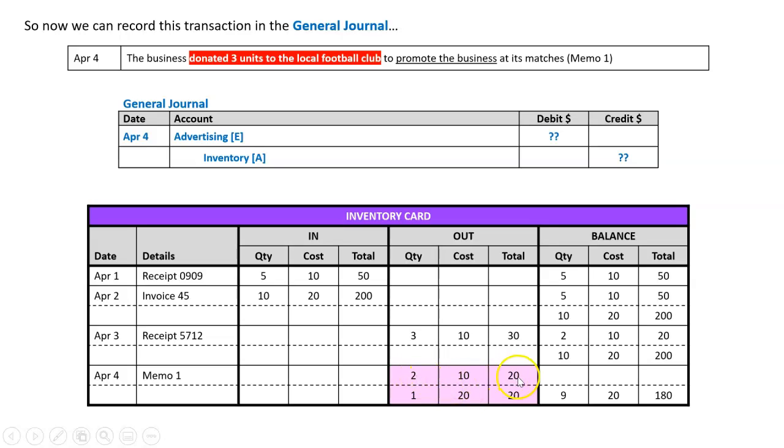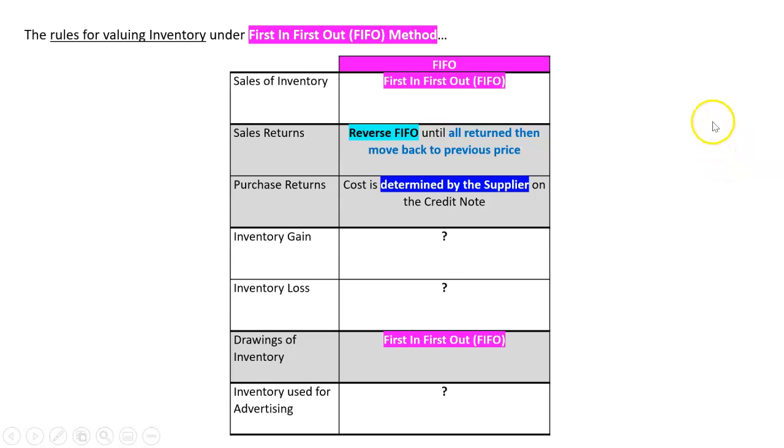So 2 at 10 for 20 and 1 at 20 for 20. If I add these 2 numbers together, I'll get $40, and that's the amount I'm going to use. And remember, inventory will be a credit because it's going down, because it's in the out column. And that's how we deal with inventory when we're using it for advertising purposes under FIFO.